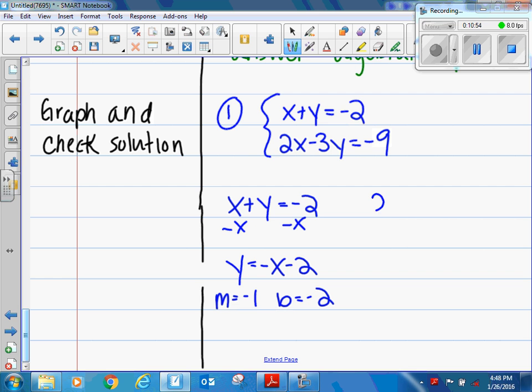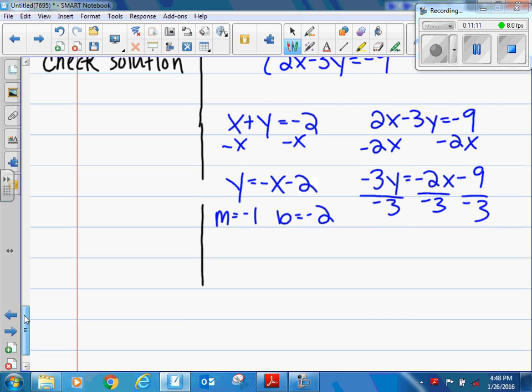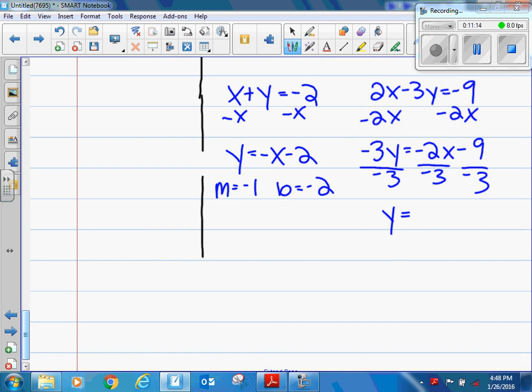Let's look at our other equation. Okay, so I'm going to move over my 2x, and then I have to divide everything by -3 so I can get y alone. So I have y equals 2/3 x plus 3. So we know that we have an m, a slope, of 2/3, and a b of 3, so a y-intercept of 3. So now I'm going to go ahead on the graph paper and graph both of these.